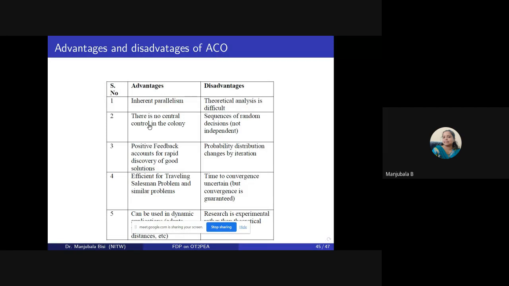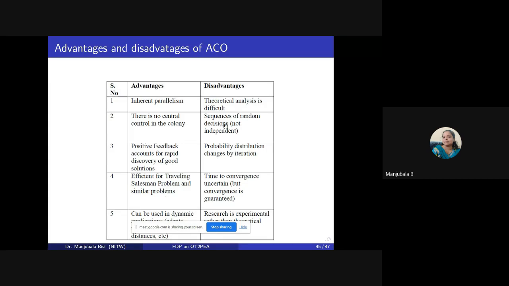But if you are giving a chance to all the ants to update the pheromone, then there is no central control. So positive feedback accounts for rapid discovery of good solutions. This is efficient for TSP or similar assignment type problems. It can be used for dynamic optimization problems also.